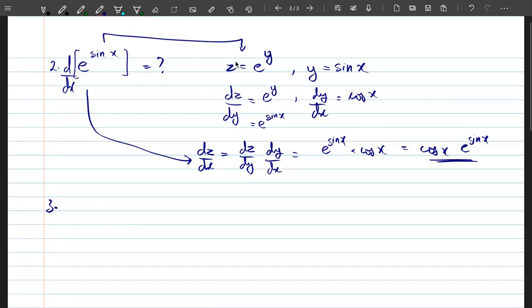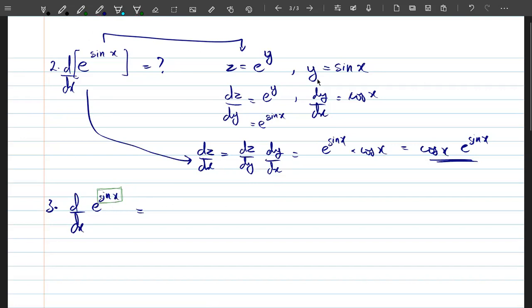Now, how can we do this without splitting it? I'll take the same problem again, only the answer should be written differently without so much elaboration. So now this is to be only done in your mind. What you do is you put this sin x in a box and think of that box as a new variable. So e to the y, where y is sin x, is what we wrote here. This y is the box. So remember, in multiplication the order does not matter. So I can write this as dy by dx times dz by dy also.